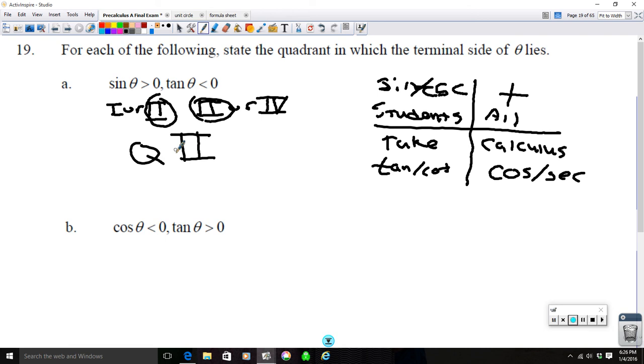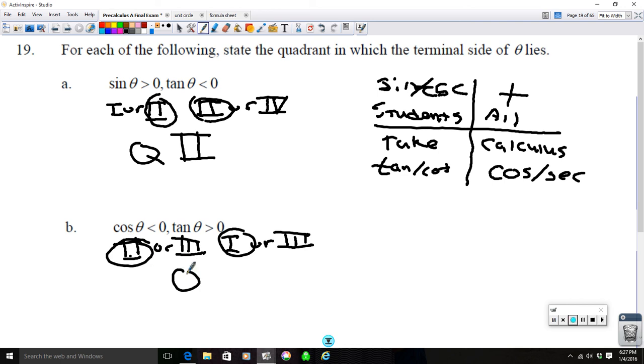Letter B, we have tangent is negative in quadrants 2 or 4. And tangent is positive in 1 or 3. And then again, what's in common between the two is quadrant 1. So for letter B, that is going to be true in quadrant 1.